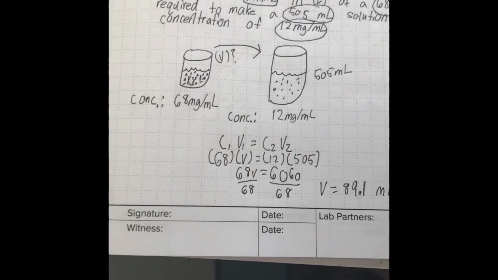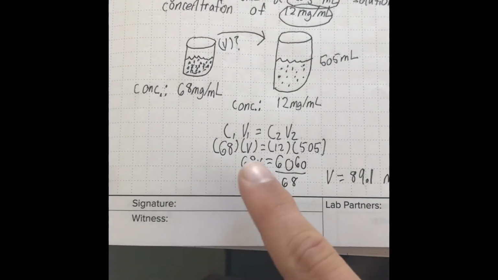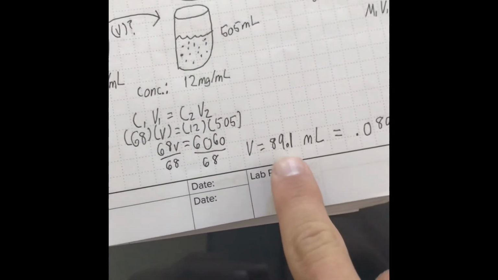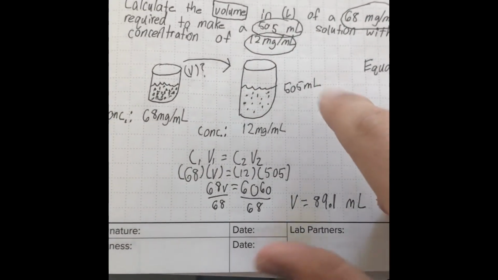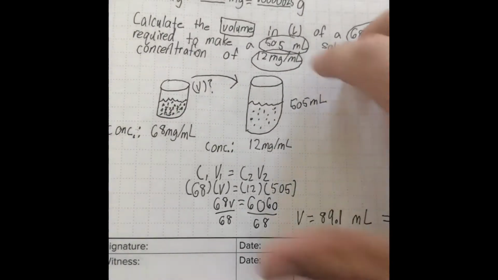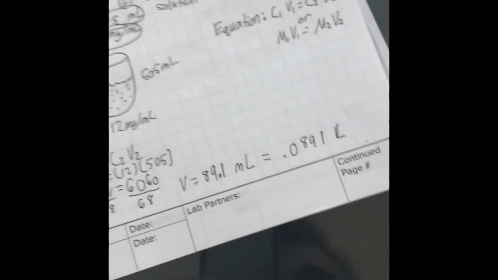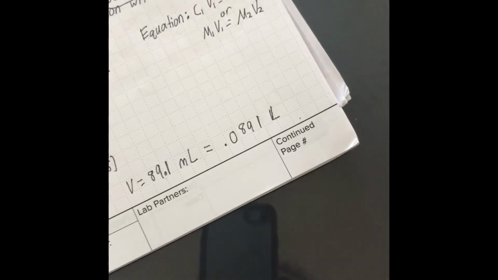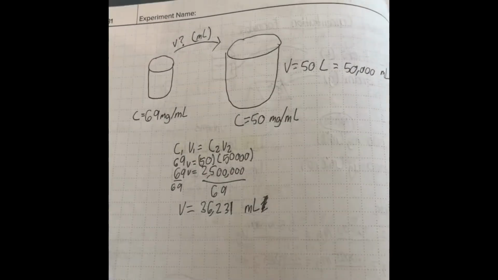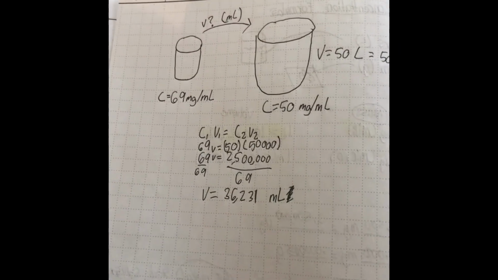So then we can set that up, divide both sides of the equation by 68, and then you're going to get V equals 89.1 milliliters. But this question is asking for your answer in terms of liters. So what you're going to have to do is simplify it and use your conversion. And after you convert, the answer will turn into 0.891 liters.